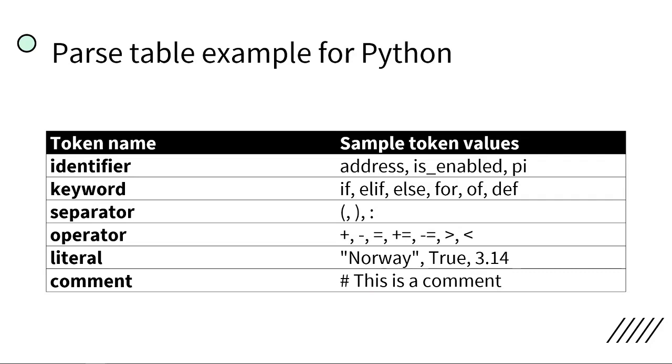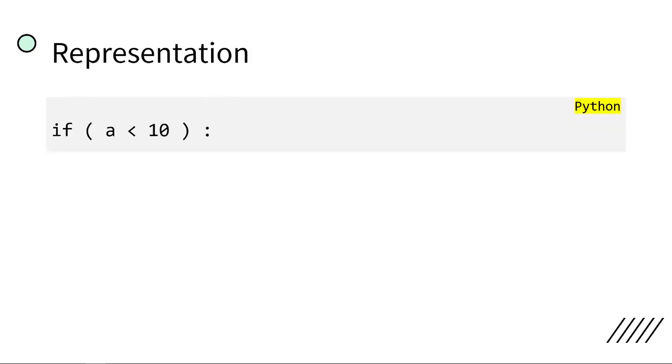Okay, now that we have built the parse table for our language, we can then create a representation of its tokens together with its name. Say for example, we have the code if a is lesser than 10 in Python. We can represent it like this as an array of token name and token value pairs. So first we have the keyword if.